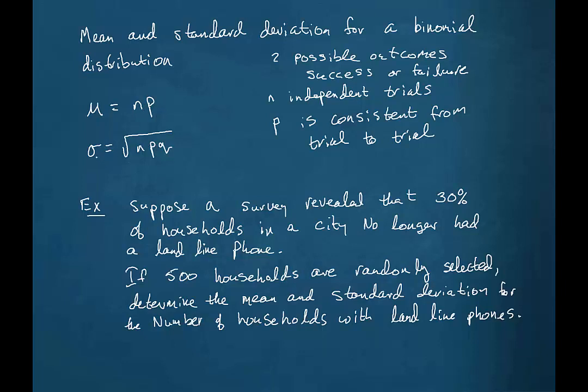And then the standard deviation is found by the square root of that product and then multiplied by q, which would be the complement of the probability of a success, or in other words, the probability of a failure. So let's look at this example.